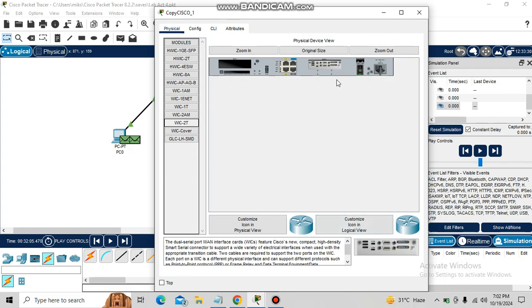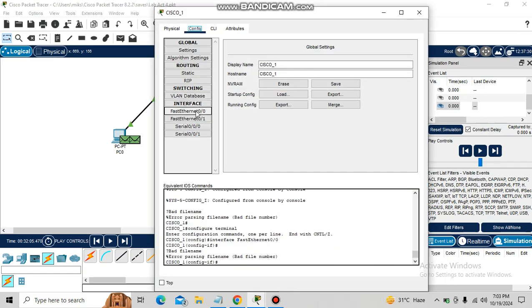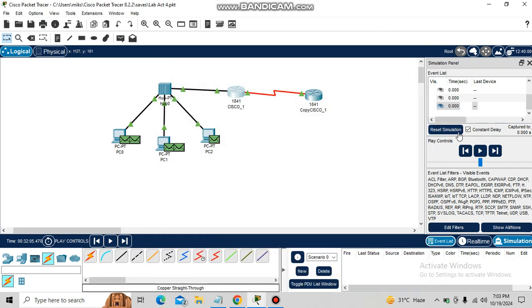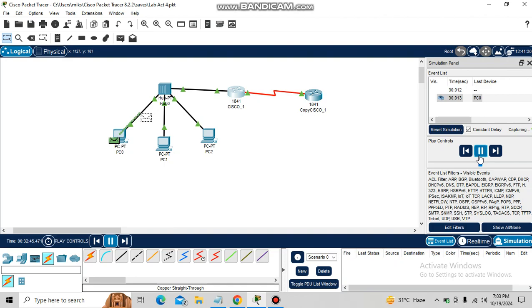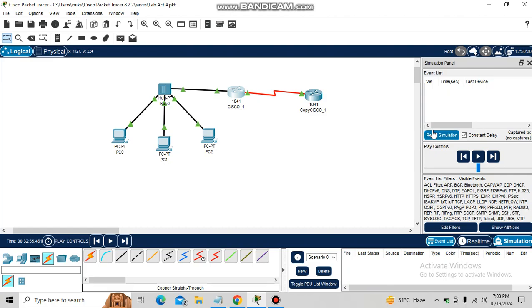WIC2T serial chip over here in order to be able to configure the routers properly and connect them using the serial DCE cable. So with that being said, I believe we can simulate our network topology. And as you can see, hey, that's new. Actually loading. Okay, we reset it a little bit. I'll try to play with it along the way.